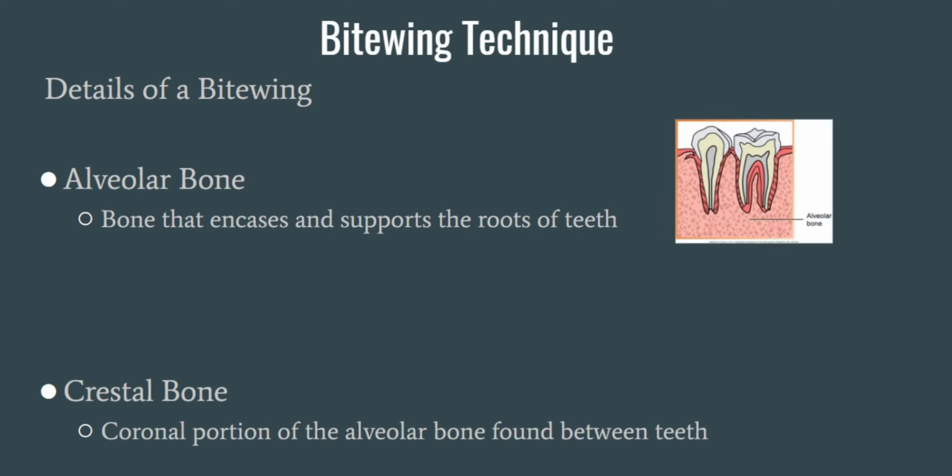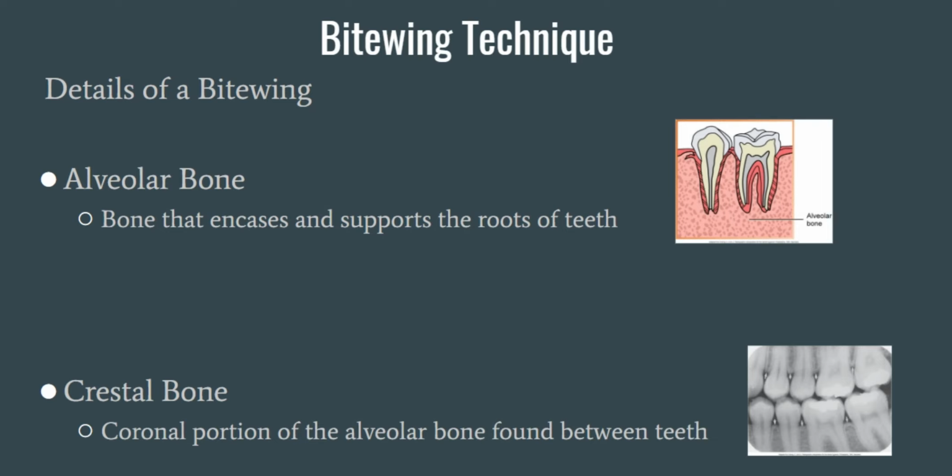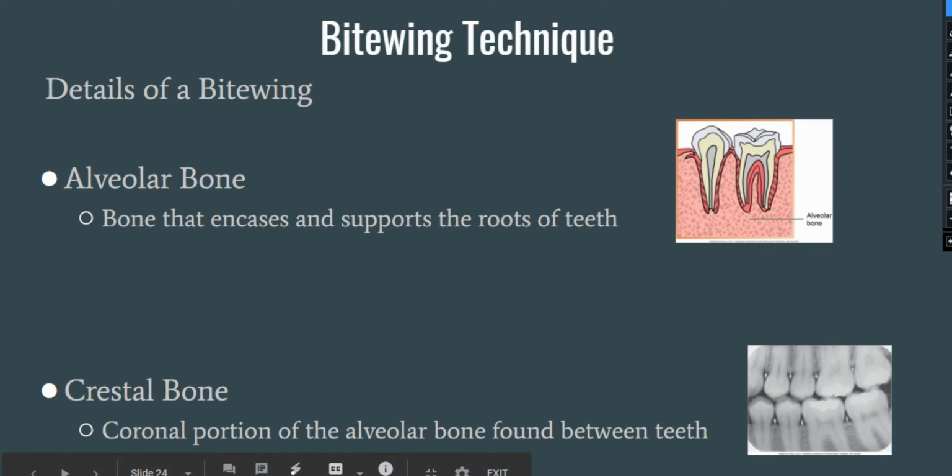So here we have an example of the alveolar bone. You can see that the tooth sits down into that bone and surrounds the entire root of the tooth. And then the crestal bone, the area where there are these little arrows pointing right here. This is the crestal bone, the highest portion. That crestal bone level can change over time, and that's one of the things that the bitewing may be used to view: if that crestal bone level has changed and how much it has changed, if it has.